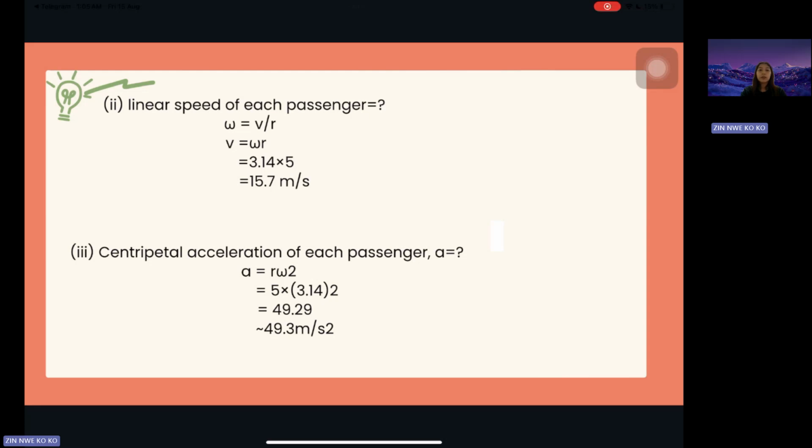Next, the centripetal acceleration, which points toward the center of the circle and keeps the passenger moving in the circle. So we use the equation a equals angular velocity squared times r. So we get the answer of 59.3 meters per second squared after we calculate.